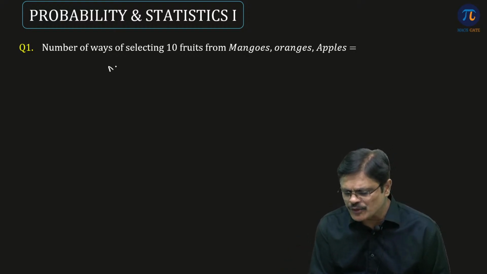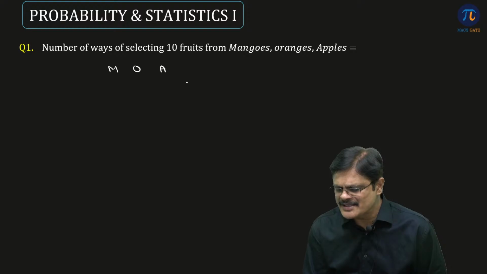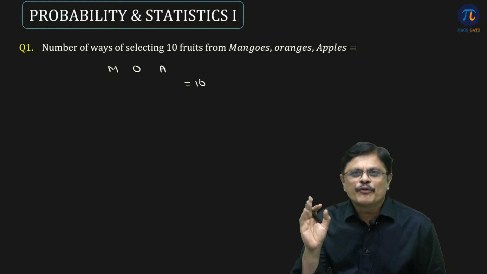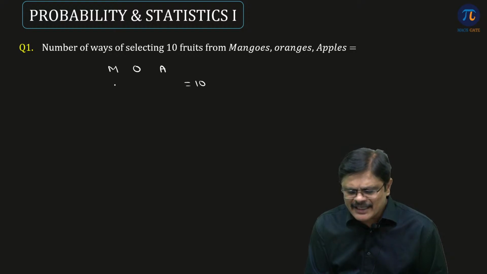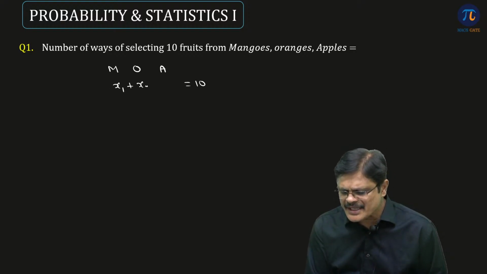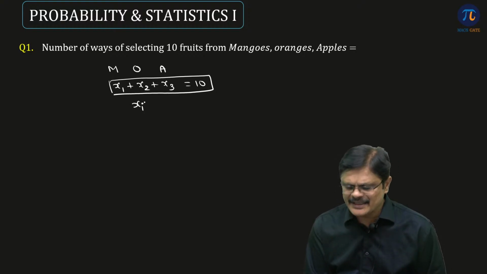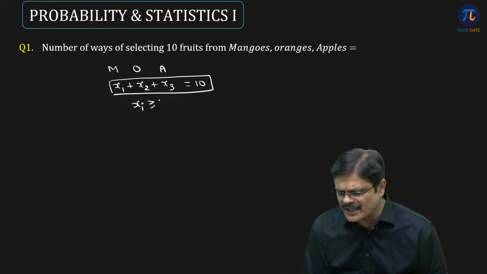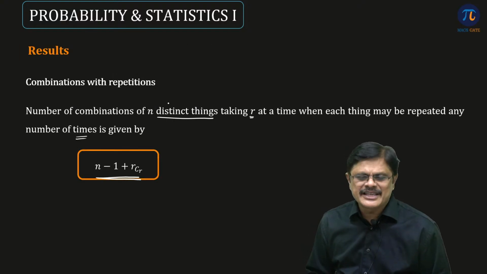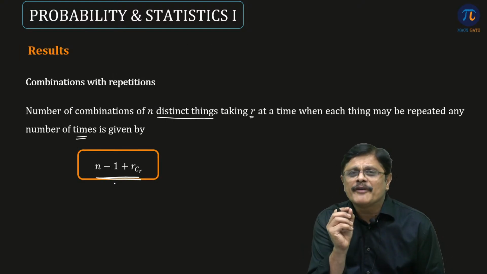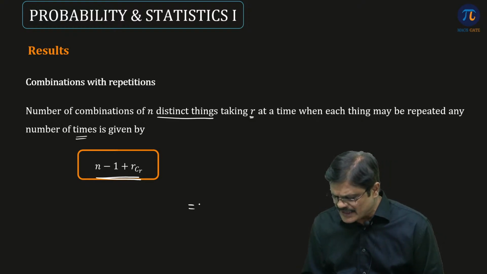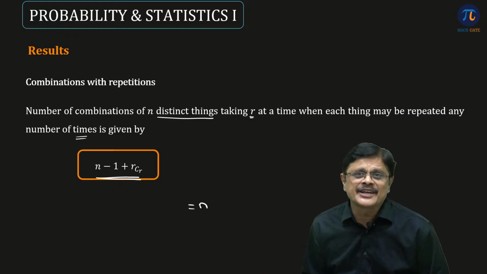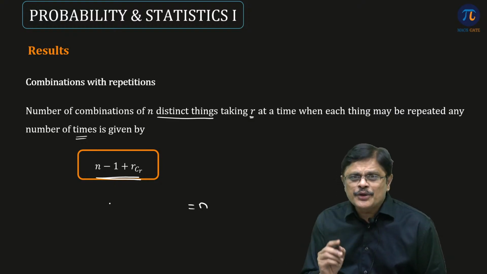So here we are having mangoes, oranges and apples, and you want a total of 10 fruits to be selected. So you may be selecting x1 mangoes, x2 oranges and x3 apples. So you want to solve this particular equation where each xi, that is x1, x2, x3, the number of mangoes, oranges and apples, can be greater than or equal to 0. And this result which I gave is the number of ways of selecting r objects from n distinct objects.